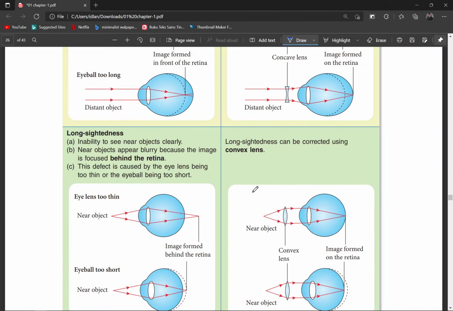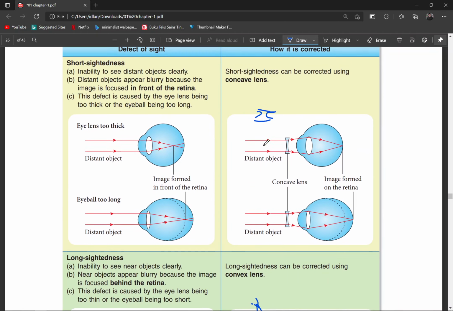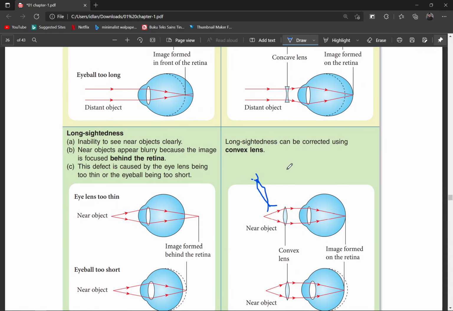Kalau untuk convex, ingat ini boleh jadi X. Convex lens. Ni pada ni ada X juga. Jadi X. Okay. Ini concave lens. Okay. Ini convex lens. Jadi X kat sini. Okay. That's it. This is for long-sightedness, behind the retina.